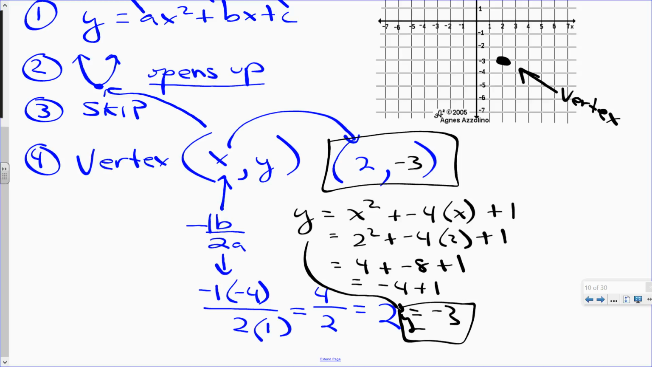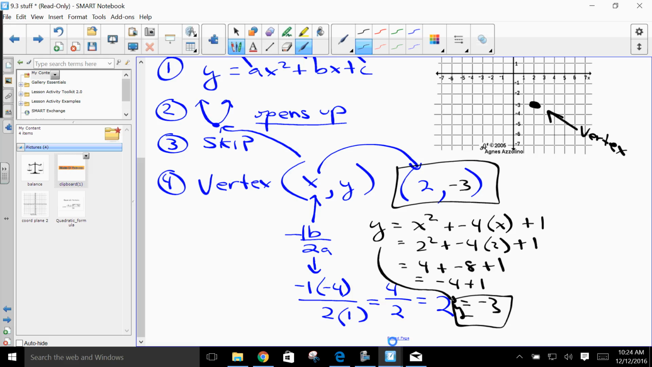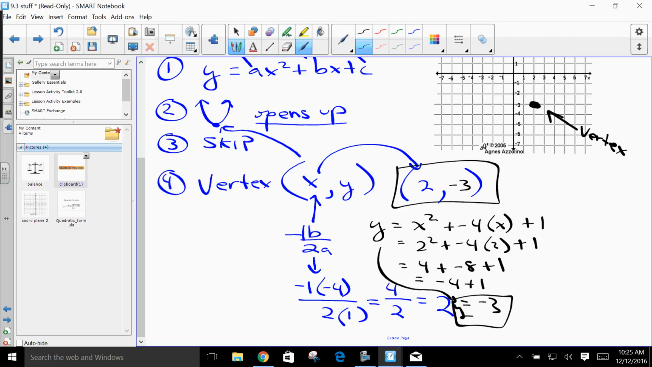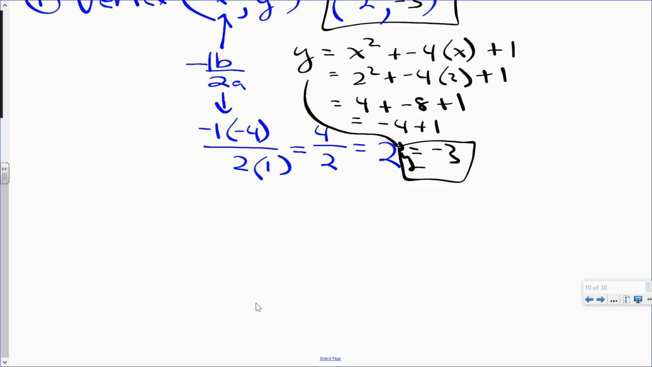Step 5. Let's see here. Desmond, would you read step 5 for me? Appreciate it. Sweet, that was done already. So step 5 we just did. So step 5 is done. We plotted the vertex. Read step 6 for me then, Desmond, would you? Step 6.